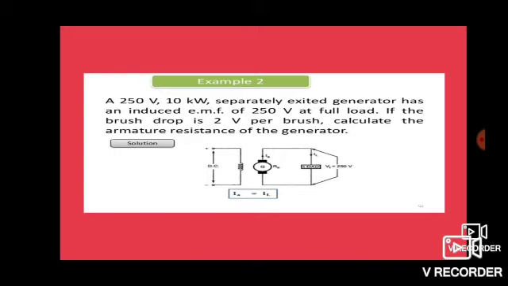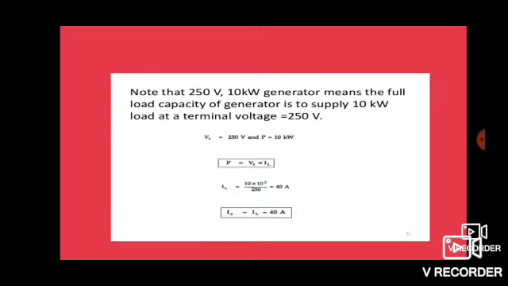For the separately excited generator, the value of Ia equal to IL, from which we have to find out the value of IL and brush drop. From the power formula, power equal to Vt into IL, we can find the value of load current IL equal to power divided by voltage. Power will be in kilowatts, so we have to convert the kilowatts into watts. Therefore, 10 into 10 to the power of 3 divided by 250 volt gives 40 ampere, that is the load current, which is equal to armature current for the separately excited DC generator.